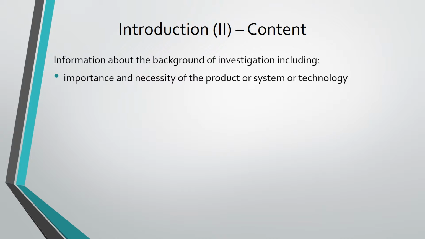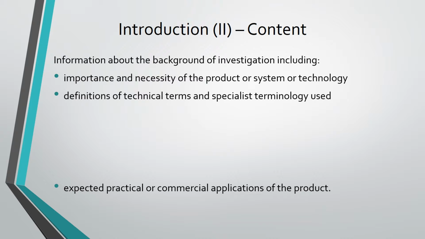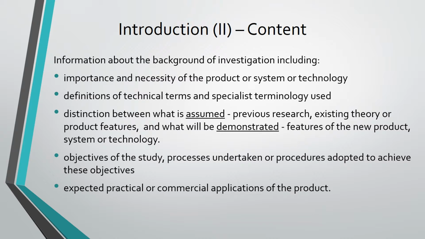2. Definitions of technical terms and specialist terminology used in the paper. 3. A clear distinction between what is assumed, that means previous research, existing theory or product features, and what will be demonstrated, for example, the features of the new product, system or technology. 4. The objectives of the study and the processes undertaken or procedures adopted to achieve those objectives.